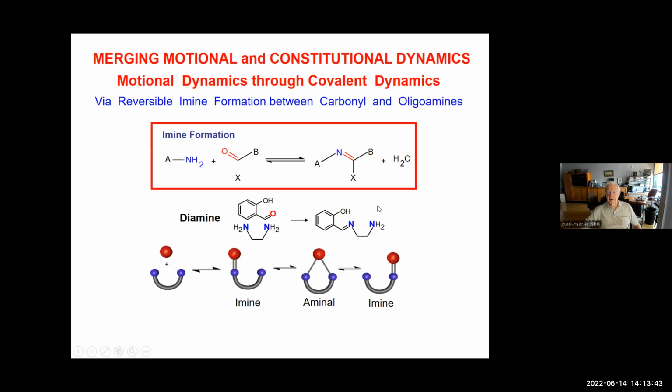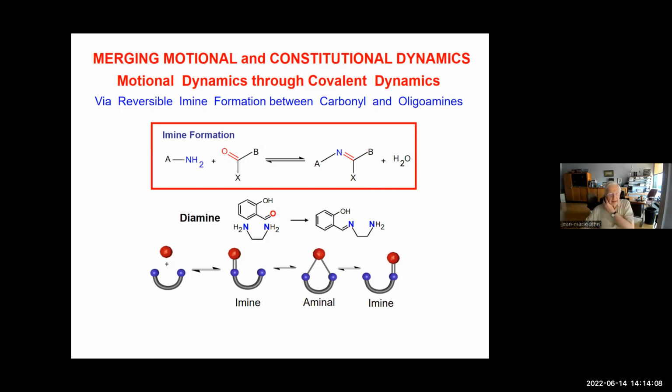When you mix that, of course, you form an imine. Now, if you mix it in 1-to-1, of course, you have not only a monoimine, you have also the diimine and the zero imine, but nevertheless, the monoimine formed can form on one nitrogen or on the other one. And there is no reason why one should be preferred over the other, because it's symmetric.